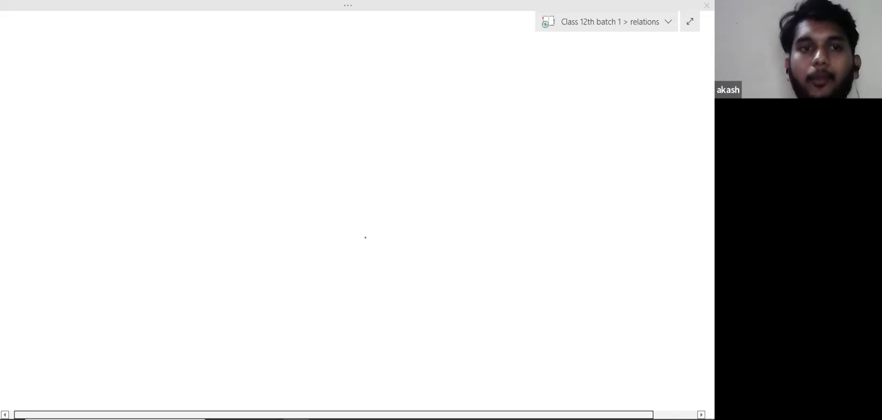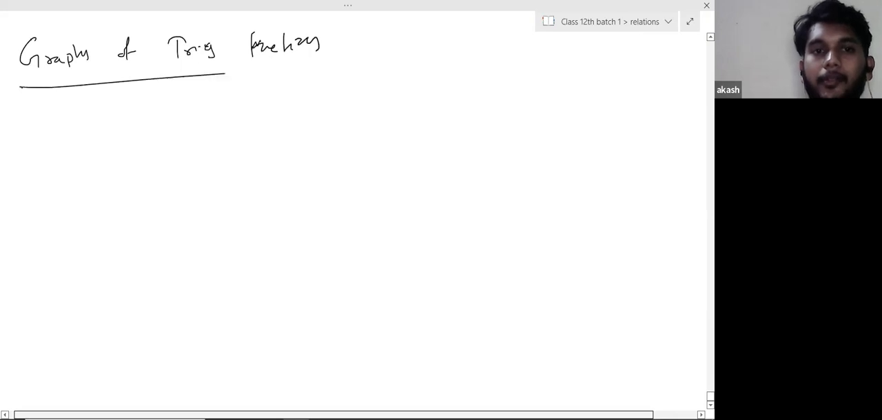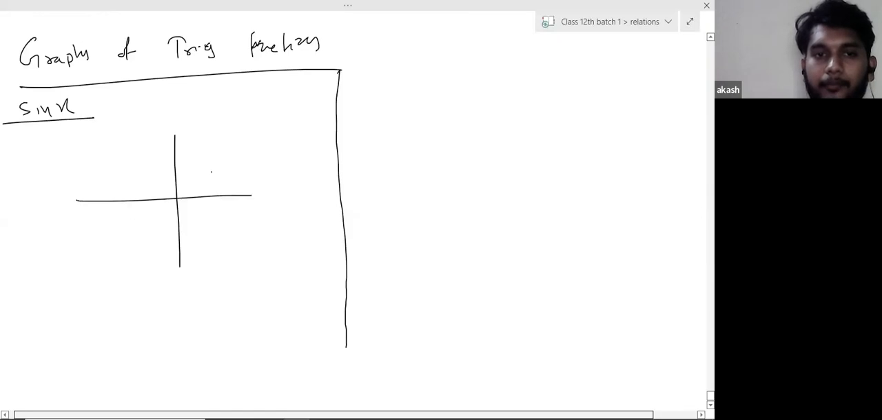All right, so we have to draw the graphs of trigonometric functions. In this part we'll draw the graph of sin x, in this part we'll draw the graph of sine inverse x. So what is the sin x graph? This one, this is pi by 2, this is minus pi by 2, this is 1, and this is minus 1. This is sin x. So what is the domain here?